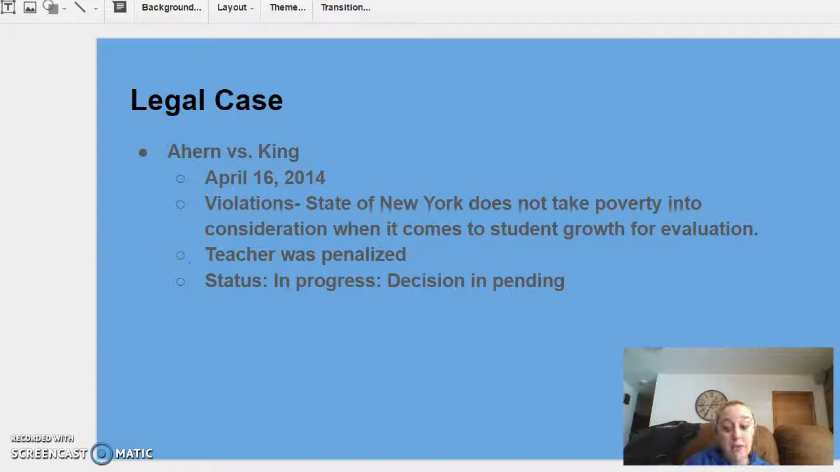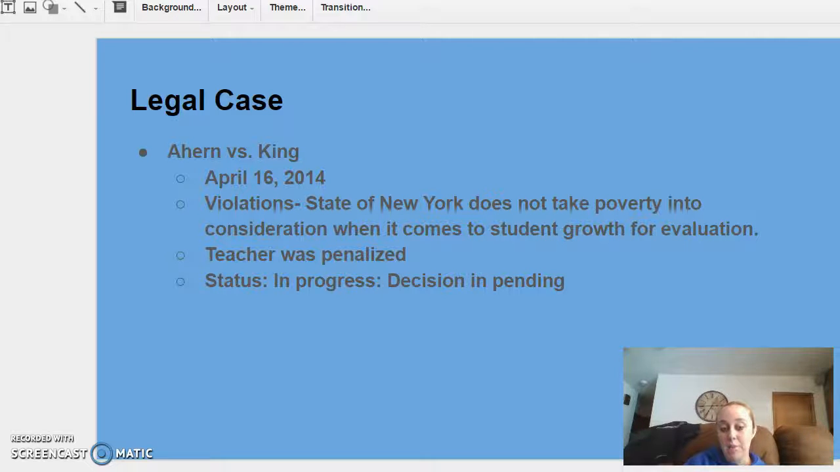The legal case I chose was Ahern versus King. It happened April 2014, and I chose this one because this is something that I think could happen in my district. Basically, the violation was that the state of New York did not take poverty into consideration when it came to student growth for evaluation. So the teacher was penalized that the students didn't grow enough, but they did not take in consideration the fact that those students live in poverty.